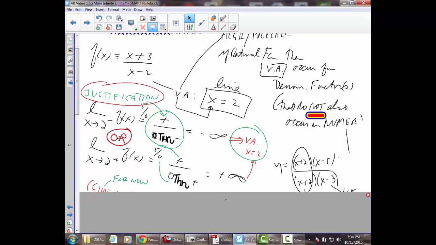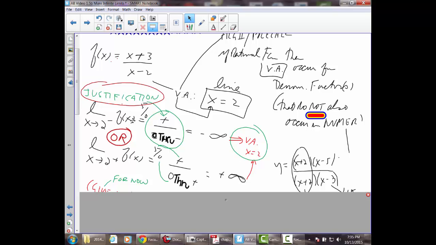Okay, so if you're going to justify it, and here's the key thing, you don't have to do both. If all I'm asking you is what's the equation of the vertical asymptote and justify, and I don't ask you to graph, then you can either show me that the limit as x approaches that number 2 from the left of f of x, or the limit as x approaches that number 2 from the right of f of x equals infinity or negative infinity.